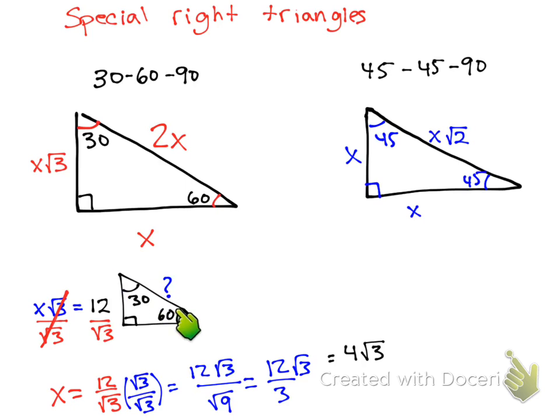But we're looking for the hypotenuse. If you go up to your rule, the hypotenuse is twice the length of x. So if we know that x equals 4 root 3, the hypotenuse is going to be 8 square root of 3. We multiply it by 2 to get 8 square root of 3.